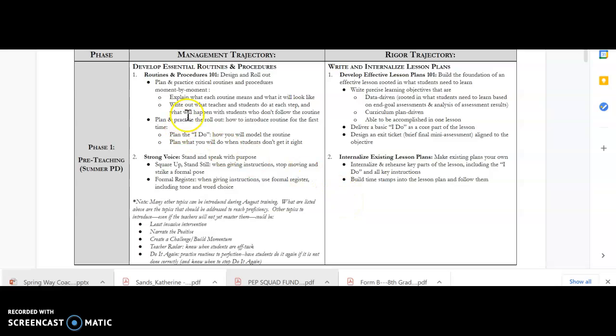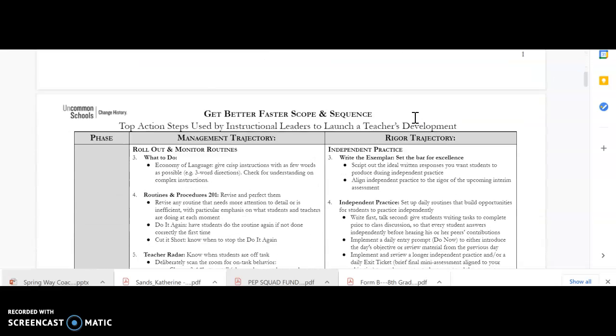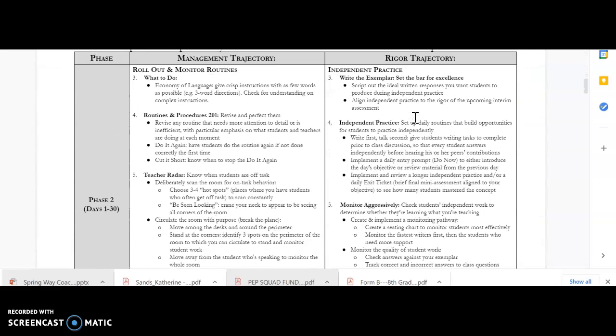Again, this is what we are looking at when we're dealing with our observations. There are two sides: a management trajectory, which deals with classroom issues, and the rigor trajectory, which usually deals with academic or instructional concerns. Now let's try the next one, phase two. This is the rollout and monitor routines.